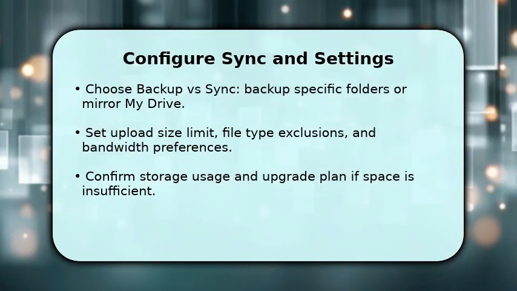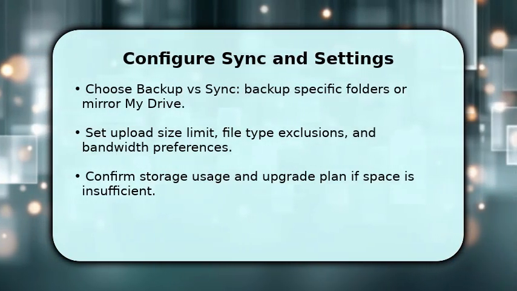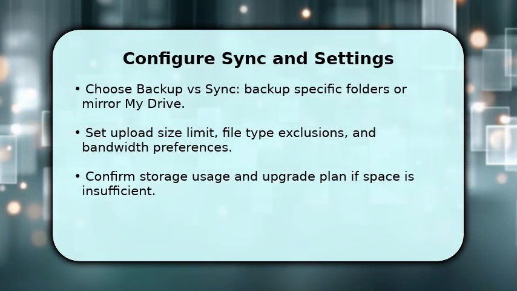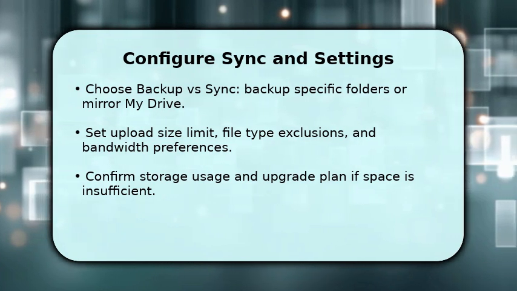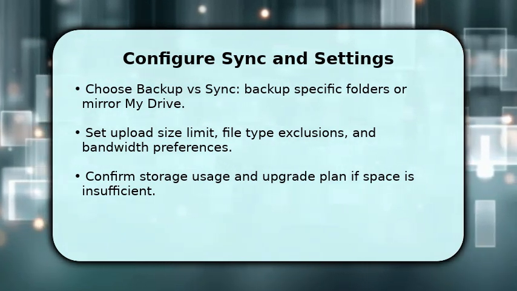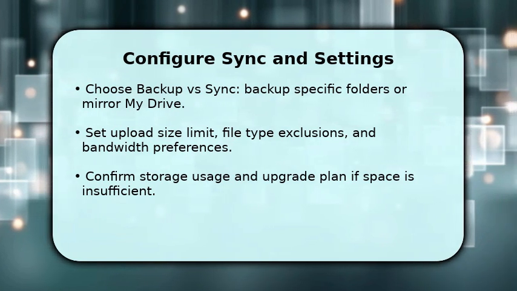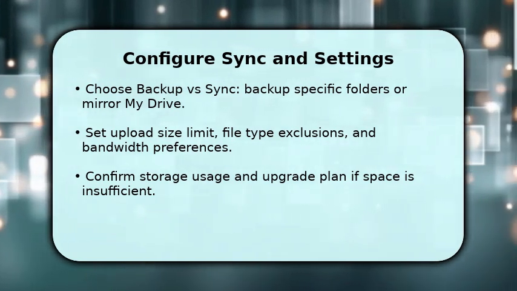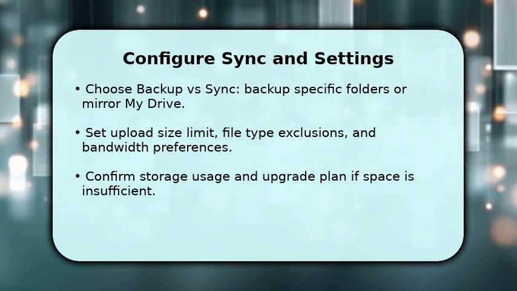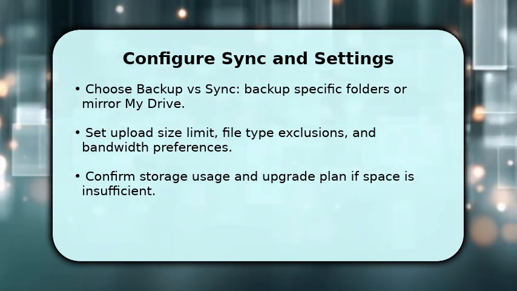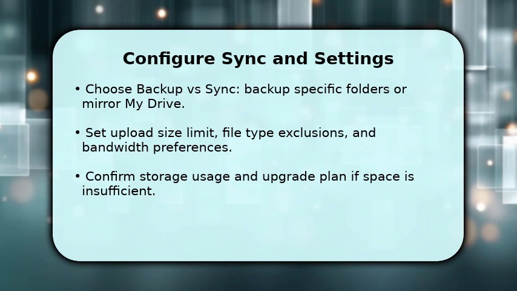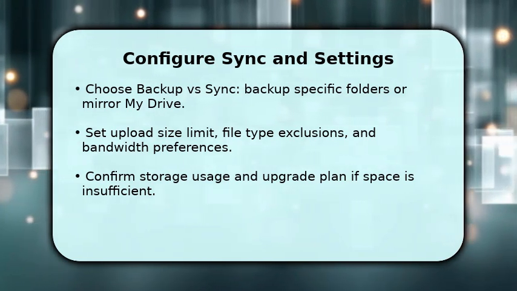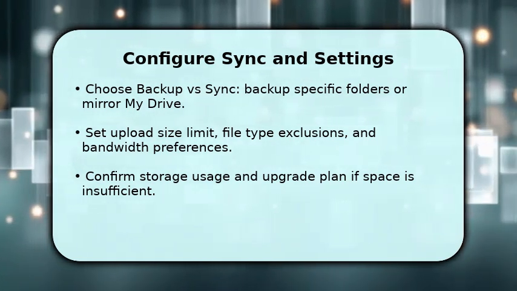Now configure how files move. Choose backup of local folders if you want continuous copies, or mirror my drive to sync both ways. Make sure to set upload size limits and exclude large file types you don't need, and adjust bandwidth so uploads don't hog your network. Once configured, check storage usage in Google Drive and upgrade the plan if you're close to capacity. This avoids stalled backups.